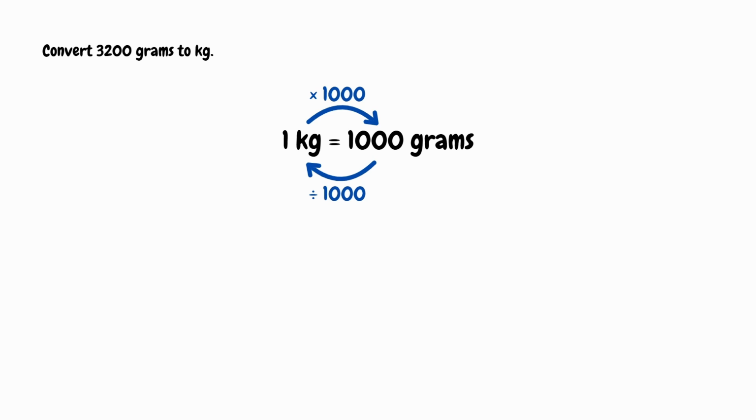So looking back at the question, we're asked to convert 3,200 grams to kilograms. We're going from grams to kilograms, from right to left, so that means we need to divide by 1,000. We take the grams, which is 3,200, divide by 1,000, and that gives us an answer of 3.2. So 3,200 grams is the same as 3.2 kilograms. Okay, so hopefully now we get the idea of how to use a unit conversion to convert from one unit to another. So let's take a look at some more questions.